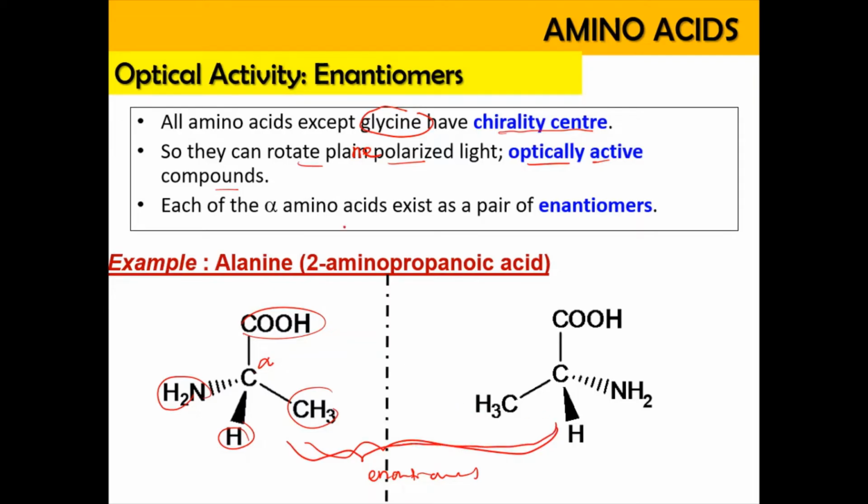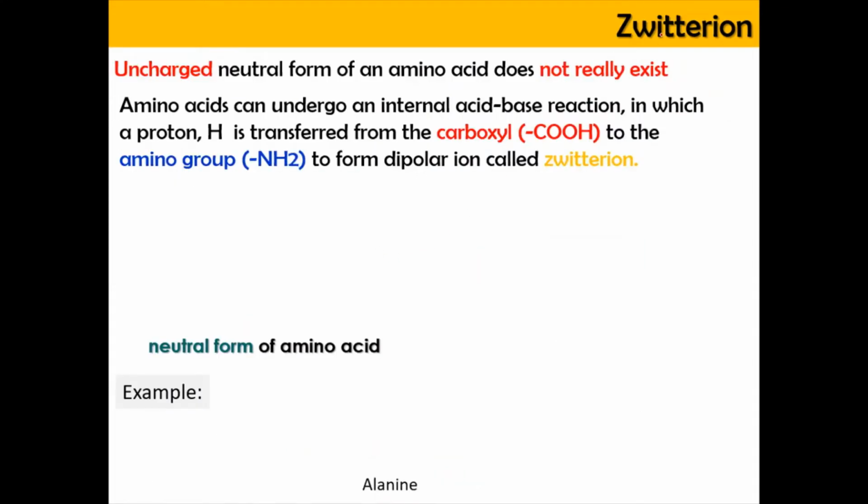Okay, but this does not happen for glycine, because glycine will have C, H, H, COOH, and NH2 here, so it is not a chiral carbon. Okay, so this is just general information to tell you. Now we're going to look into the zwitterion. So basically, the uncharged neutral form of an amino acid does not really exist.